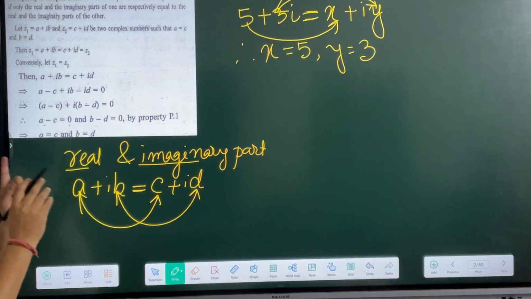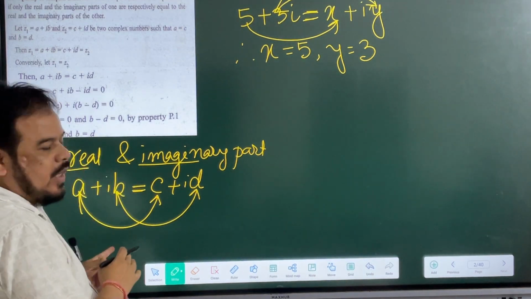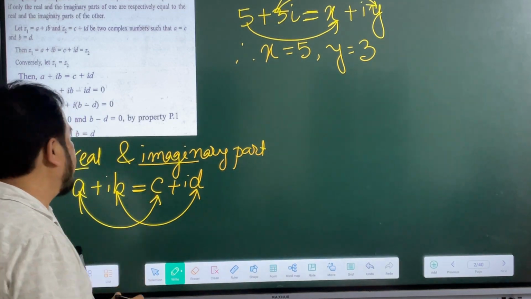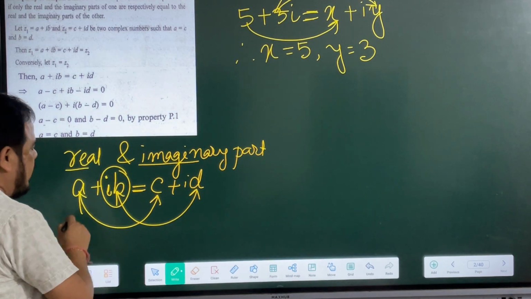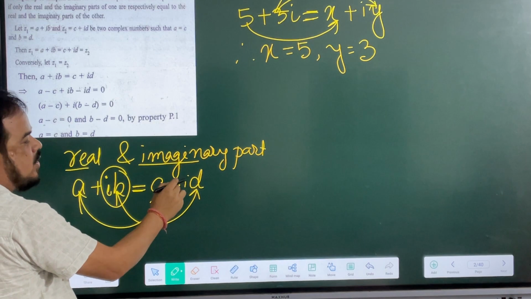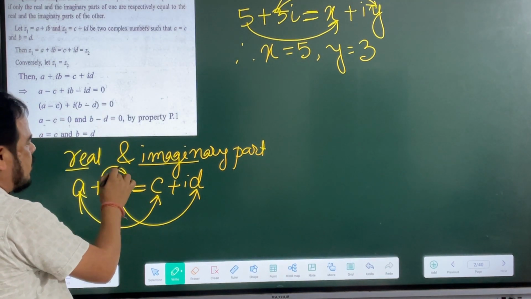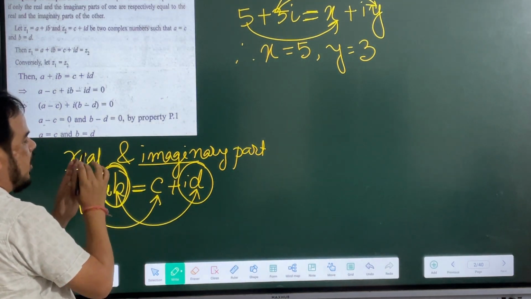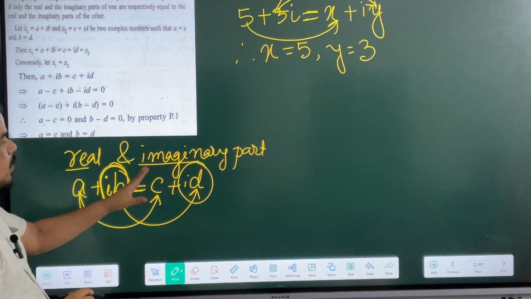If there are two complex numbers, then the real part of the left side is equal to the real part of the right side. Imaginary part, this is the imaginary part because i is there. Here there is no i, so it is called a real part. Here there is i, this is the imaginary part. There is no i, this is a real part. So real part will be equal to real part, imaginary part will be equal to imaginary part. So this much you have to learn.